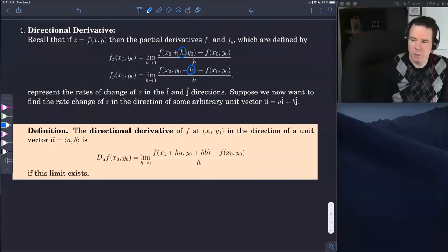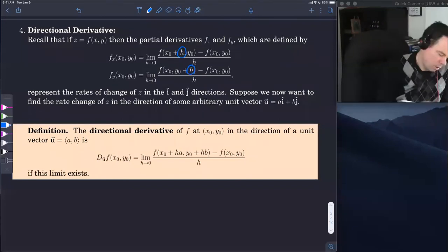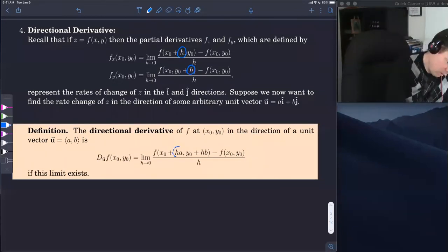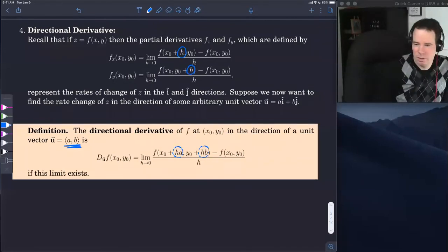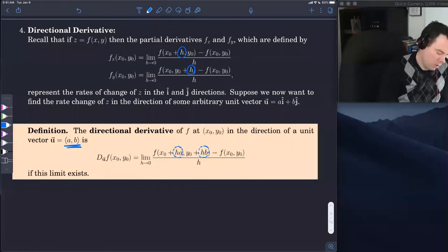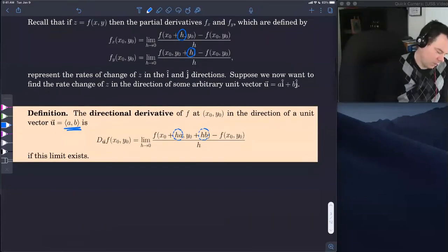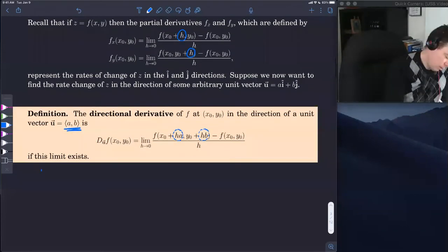But a directional derivative says you want to be able to move in an arbitrary direction. So what we do is we move in the direction of a unit vector (a, b). That means we move a little bit in each of the x and y directions: a times h in the x direction, b times h in the y direction. And I'm interested in the value of this limit. That's our directional derivative. So how do we compute this?